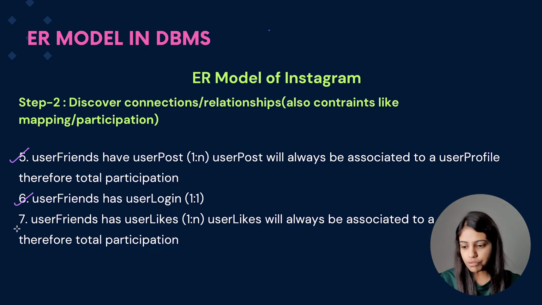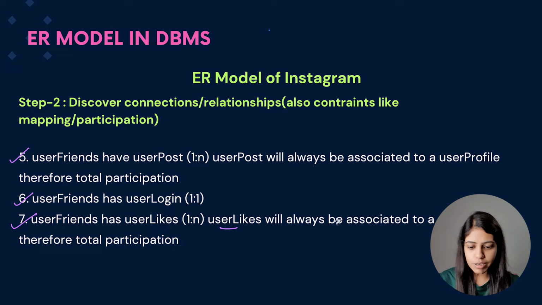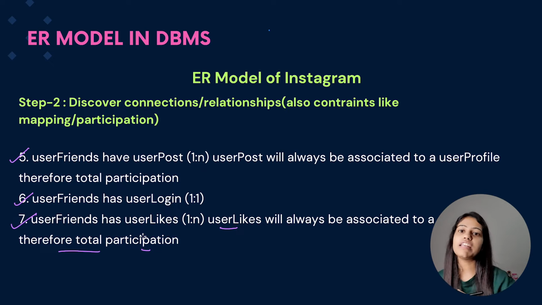Now the seventh one is user friends has user likes. A user friend can also like other photos, can like their own photos, and can like other friends' photos as well. So that is a 1 to n relationship. And again here user likes will be associated with a user profile, therefore total participation. If there is no user profile existing, then user likes don't make any sense. There should be at least one profile existing so that we can count the user likes.